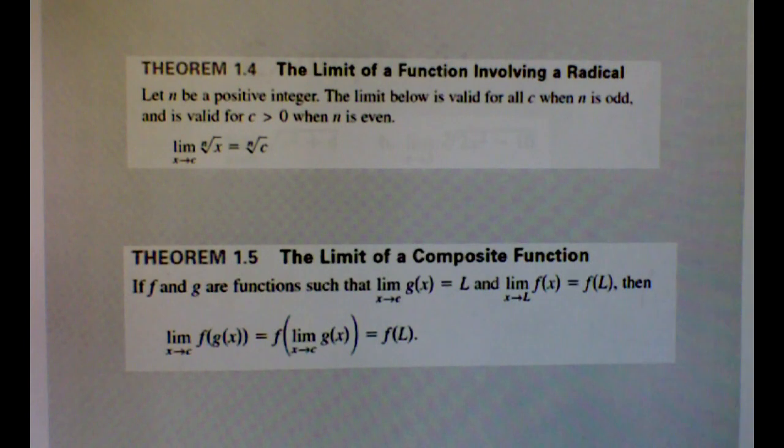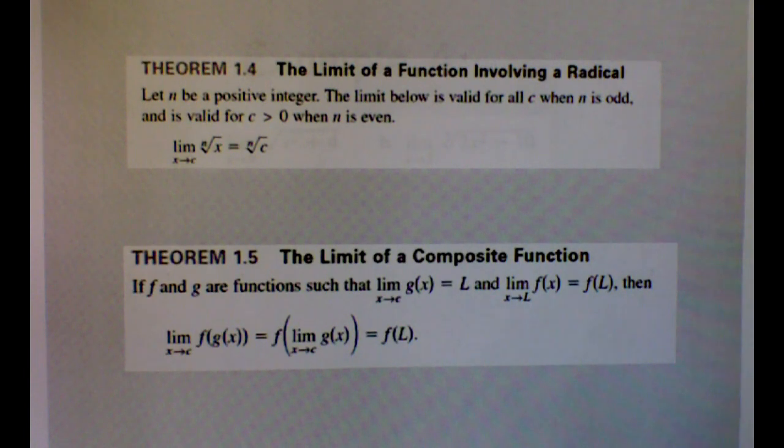The limit of a function involving a radical. Let n be a positive integer. The limit below is valid for all c when n is odd, and it's valid for c greater than 0 when n is even. So if you have a root, the nth root, the limit as x approaches c of the nth root of x equals the nth root of c. You can use direct substitution. If n is odd, you can use it for any value. If n is even, then you can use it for any positive.